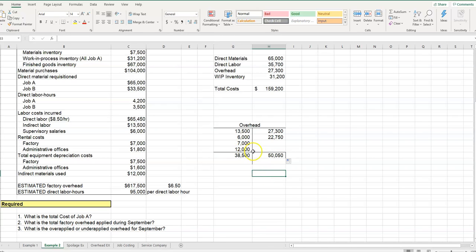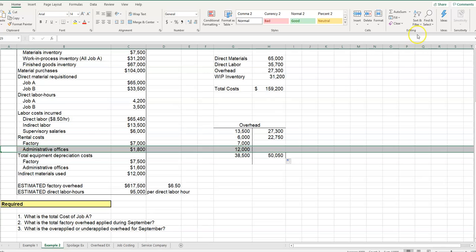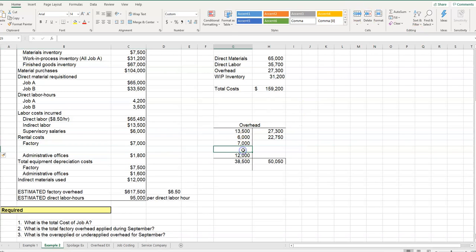So what we calculated is that we over applied overhead. Make sure that we got all of our overhead expenses. Factory depreciation costs. We've over applied overhead by $4,000.50.